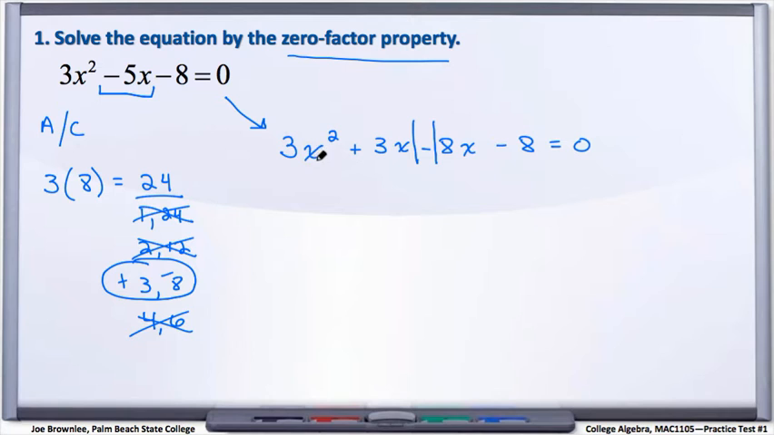So we want to ask ourselves, what is the GCF? What's in common between these 2 terms? And taking a look, we can quickly see that 3x is the GCF. And so when we factor out the GCF, we're left with, well, let's see, 3x times what gives us 3x squared? Well, that would be an x, right? 3x times x gives us 3x squared. And now 3x times what gives us a positive 3x? Well, that's just 1, isn't it? 3x times 1 is 3x.